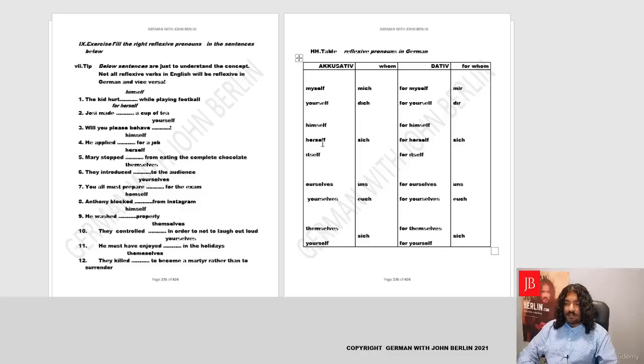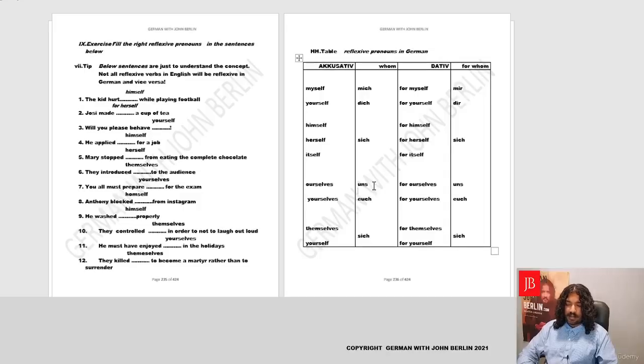Then we'll come to himself, herself, itself. This is a new pronoun. It's sich. Yes, he hurt himself. Er hat sich verletzt. Similarly, it could be herself, sie hat sich verletzt, or das Kind hat sich verletzt. It will always be sich. Now, ourselves would be uns.